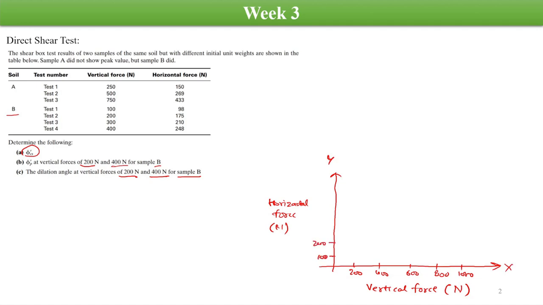On the y-axis, we can plot 100, 200, 300, 400, and 500. Now if we plot the values of the test results from soil A, we'll see the vertical force for the first one is 250, and corresponding to that, the horizontal force is 150. That's going to be here. So this one is the point. For the second test, the vertical force is going to be 500.